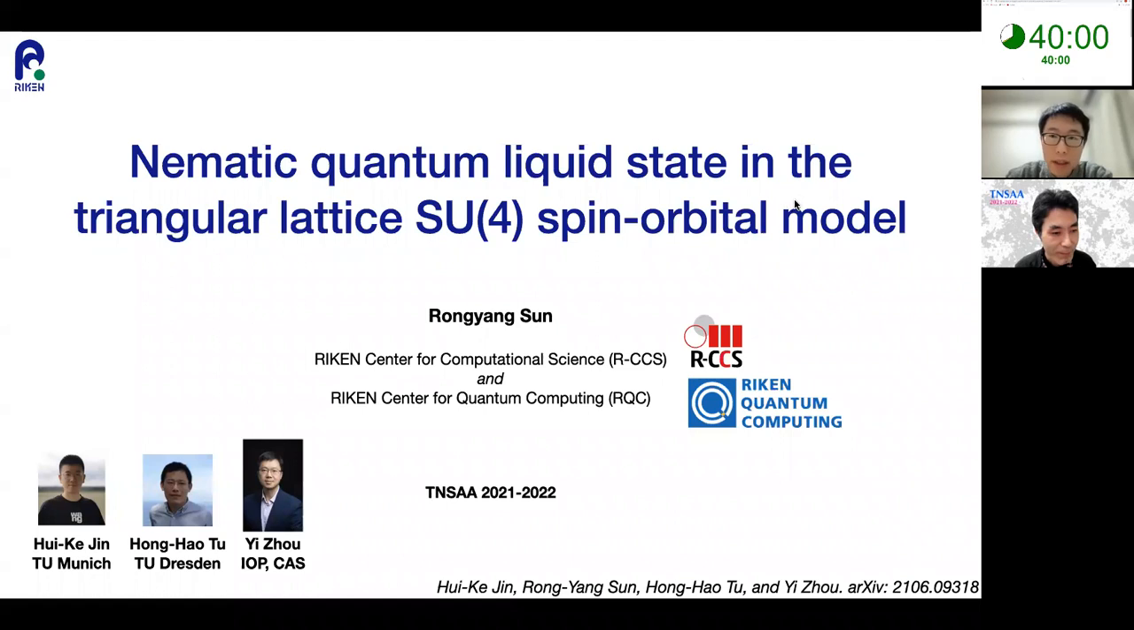Hello, everyone. Today I will introduce our recent work about the ICO4 spin-orbital model on the triangular lattice. We found that its ground state can be considered as a quantum spin-orbital liquid state, which also breaks the translational symmetry. This work is a collaboration with Dr. Hui Kejin from TU Munich, Professor Hong Haotu from TU Dresden, and Professor Yi Zhou from the Institute of Physics, Chinese Academy of Sciences. For more details, please refer to our paper.